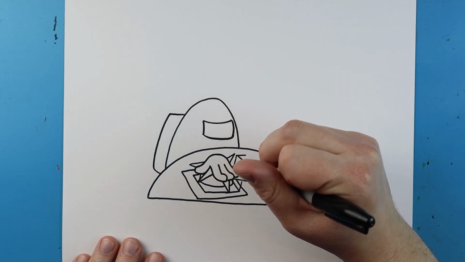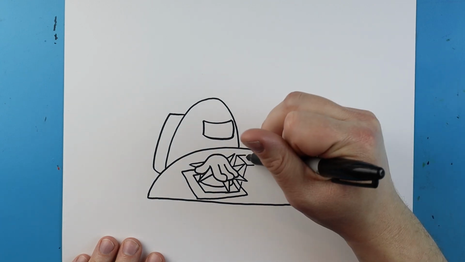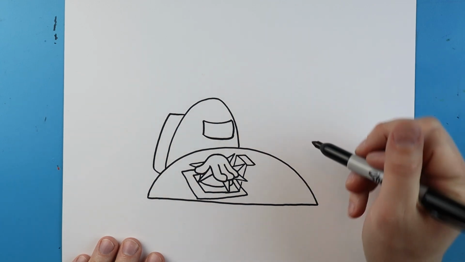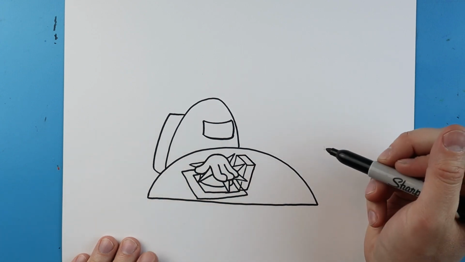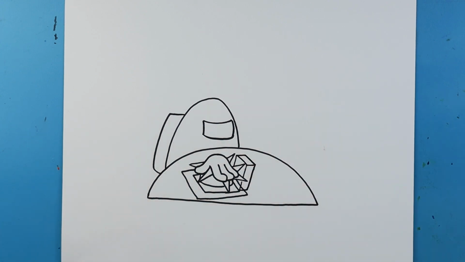Going to make a little line that goes over on each side. Another diagonal line. And then a line that comes down and over. And there you go. There is your Among Us emergency button.